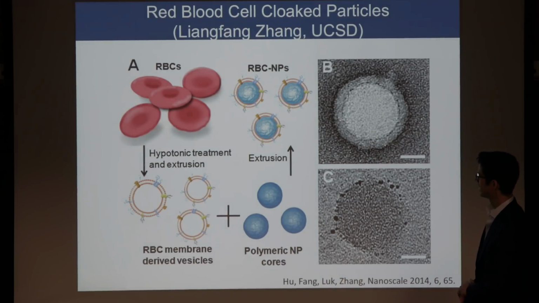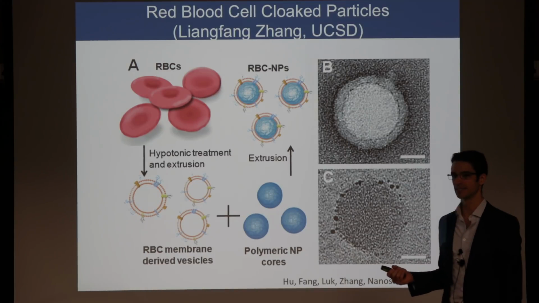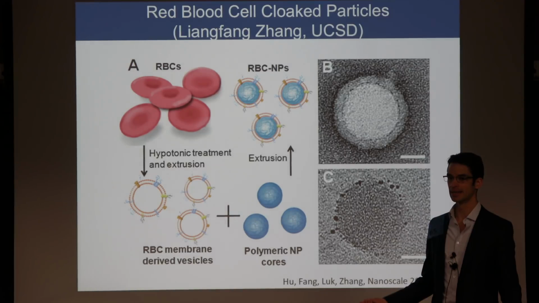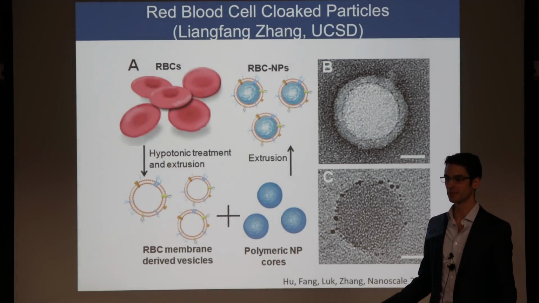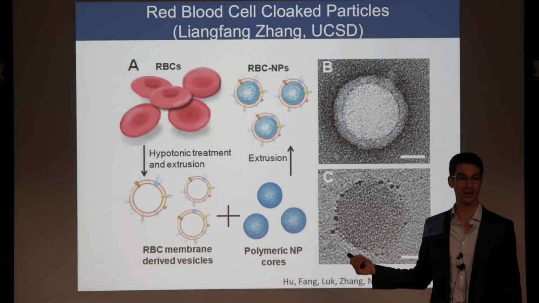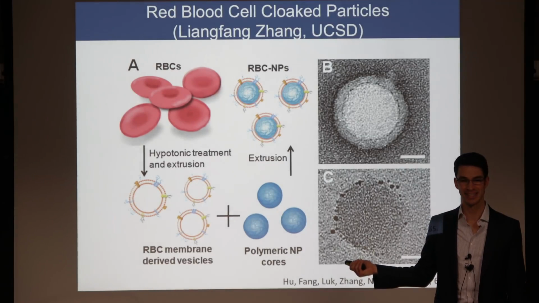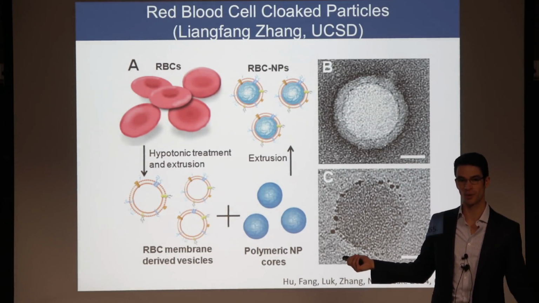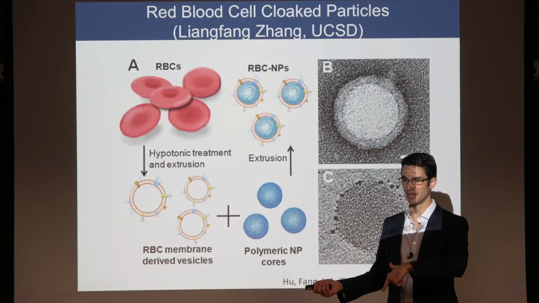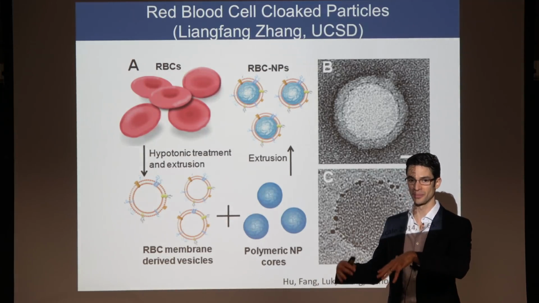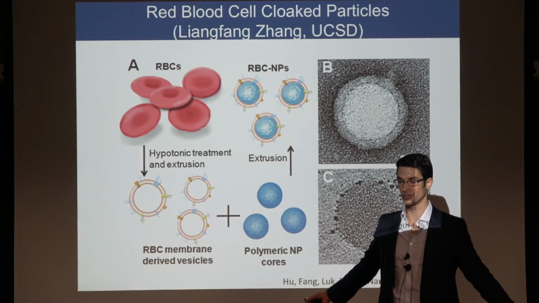And this is an example from our own Department of Nanoengineering, where one can take red blood cells and do a hypotonic treatment, which means if you put cells in a low salt environment, because the electrolyte concentration is so much higher in the cells, by osmotic pressure the water will go into the cells to equalize the chemical potentials, and the cell will burst.